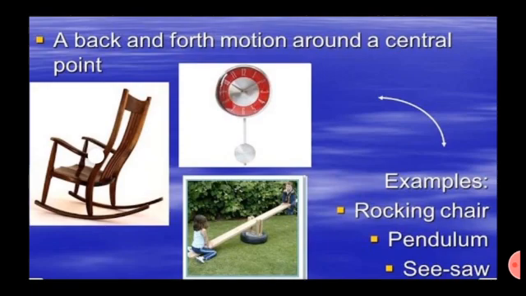A back and forth motion around a central point is called oscillatory motion. Example: rocking chair, pendulum and seesaw. So, oscillatory motion means a motion repeating itself is referred to as oscillatory motion.